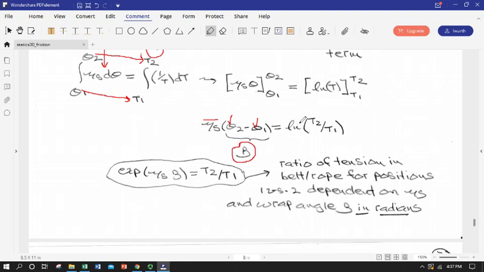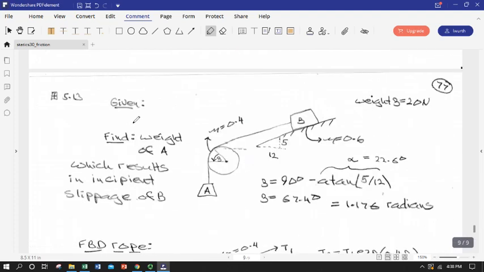If I don't want to use a natural log, usually I'm solving for tension, so I'll take the exponent of both sides and I'm left with this equation, which is the Capstan equation. The exponent of our coefficient of static friction times our total angle of contact is going to equal our ratio of tension in the belt or rope for positions 1 versus 2. Notice it depends just on mu sub s and the angle beta in radians. Okay, so this is the Capstan equation. Very simple. It's a way to account for friction when we're trying to unload a rope, so we can use that in some problems.